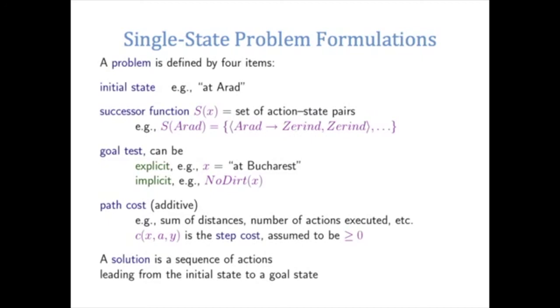And in the Wumpus world example, for instance, moving from one location to another cost us 1, and shooting the arrow cost us 10, and so forth. And so you can have a cost function, and we assume that the cost from step to step is going to be greater than or equal to 0. We can't take costs back. So a solution is a sequence of actions that leads from the initial state to a goal state.